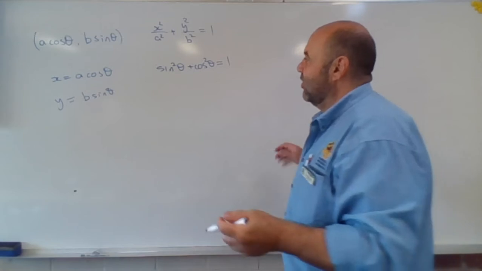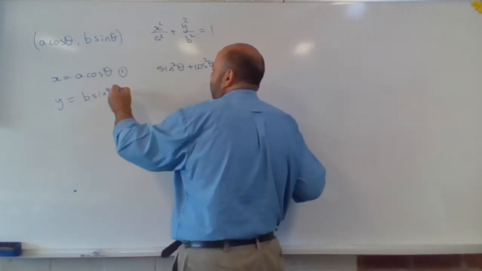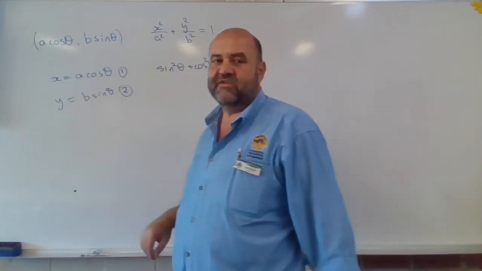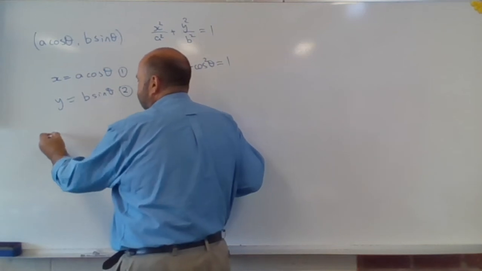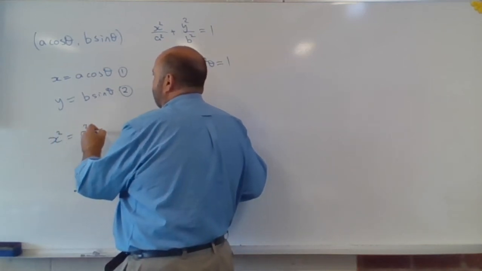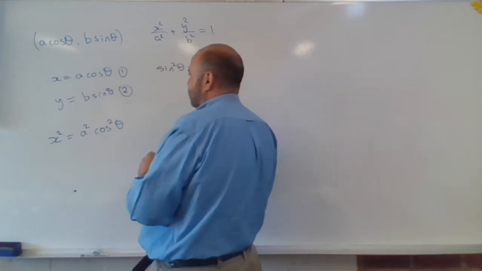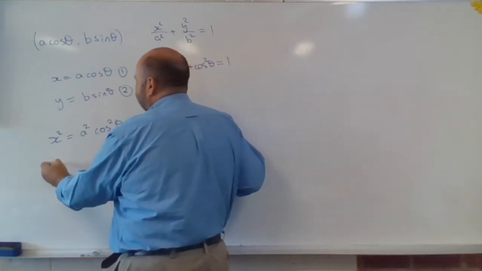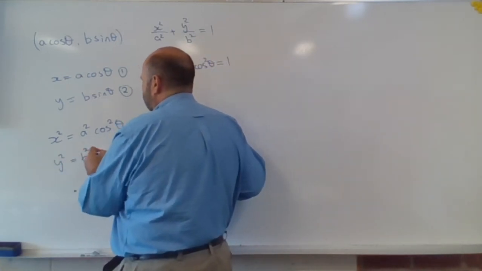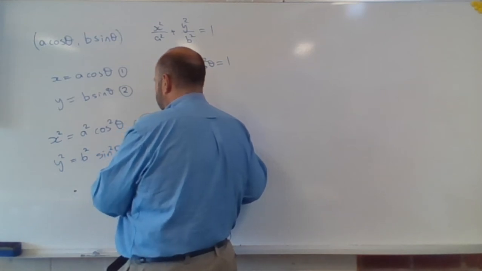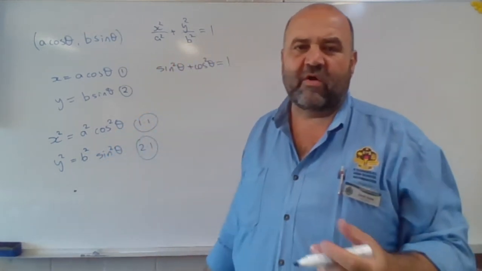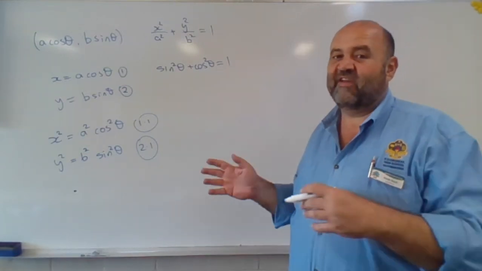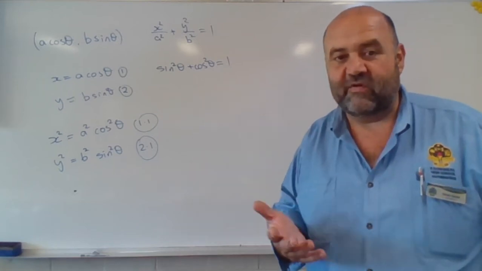So sine squared theta plus cos squared theta equals 1. Well, how does that help me? Well, okay, if that's equation 1 and that's equation 2, I can square equation 1 and I can square equation 2, to say that x squared equals a squared cos squared theta. And equation 2, I can say is y squared equals b squared sine squared theta, and call that 2.1. Now, why did I do that? Well, I did it because I want to get rid of theta, and I need a sine squared and a cos squared because they very nicely just disappear off into a 1.